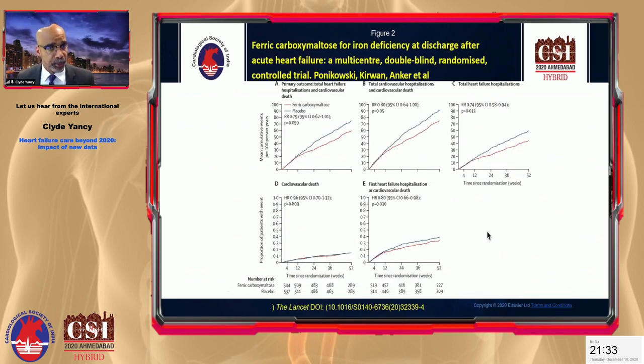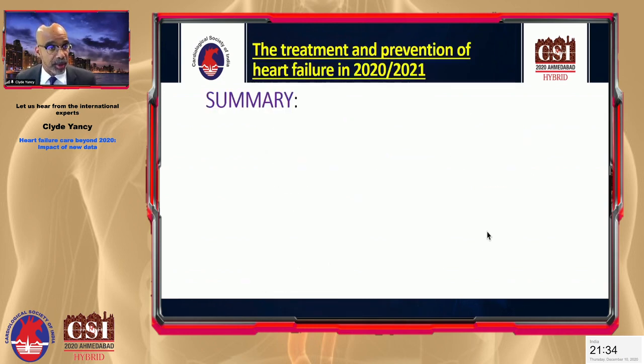And then this brilliant trial done by our colleagues in Europe, looking at the replacement of iron in those with iron deficiency, not requiring the presence of anemia. And this AFFIRM-AHF study, again, a primary outcome looking specifically at hospitalization and morbidity, suggesting that there was a benefit with iron repletion in patients that were iron deficient.